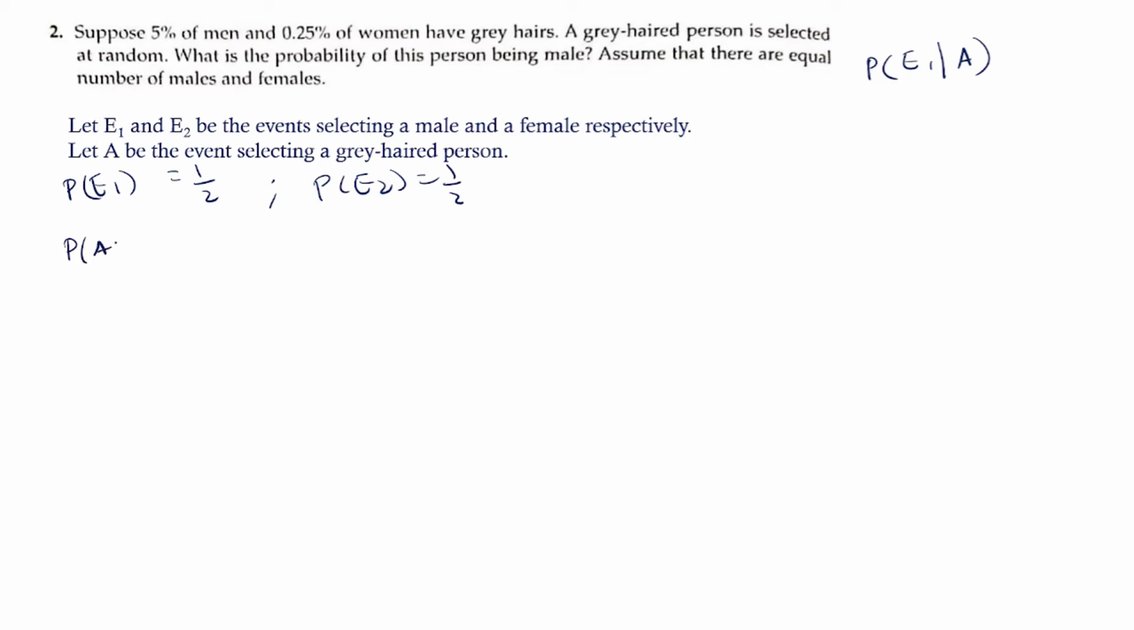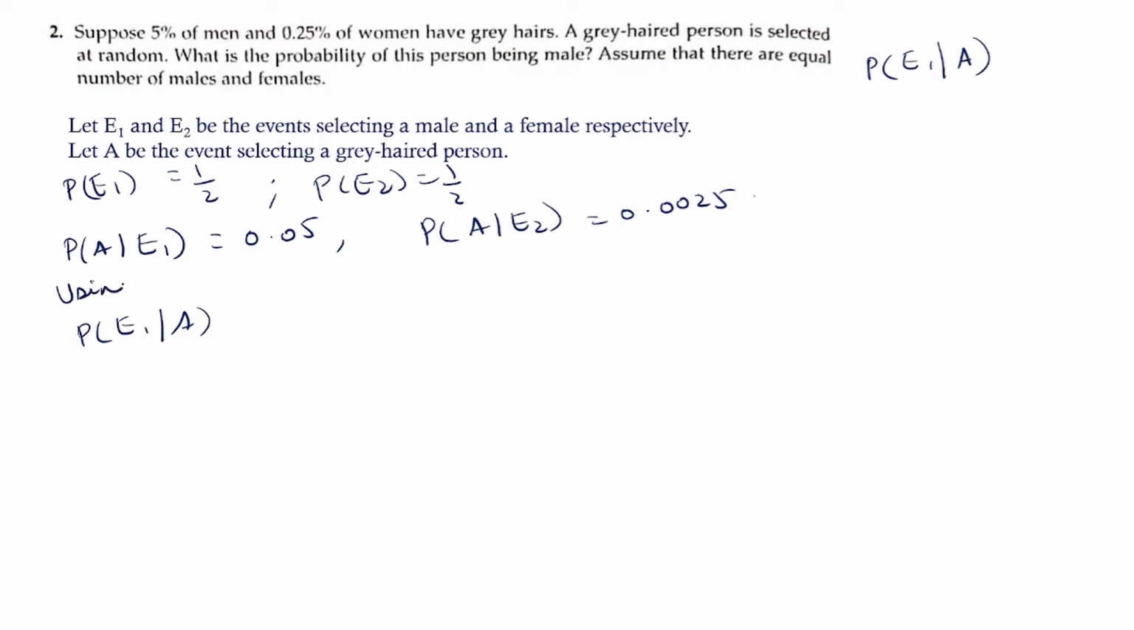So for that we need probability of A given E1. Probability of A given E1 is 5%. It is given 5% of men have grey hairs. We have taken A as the event selecting a grey haired person. So probability of A given it is a male is 0.05. And probability of A given E2 is 0.25%, so it is 0.0025. Now probability of E1 given A using Bayes theorem.